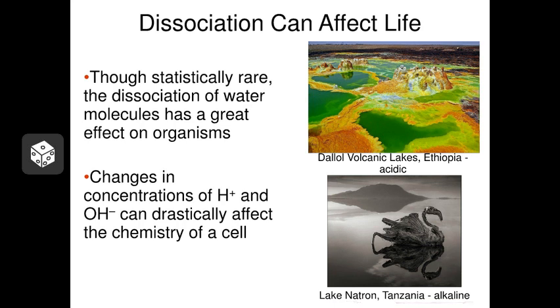Now we do have environments sort of like this in the United States. There are alkaline lakes in Utah, for instance. But for the most part, we're going to talk about things that are a little bit more subtle, the effects on individual cells, for instance.